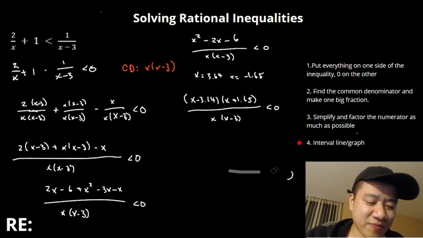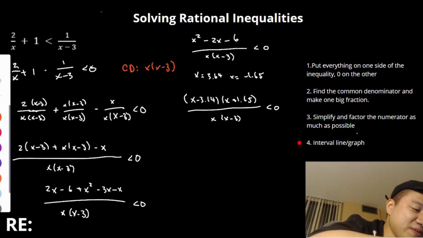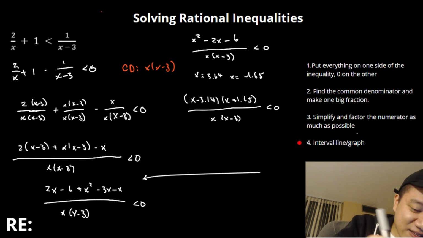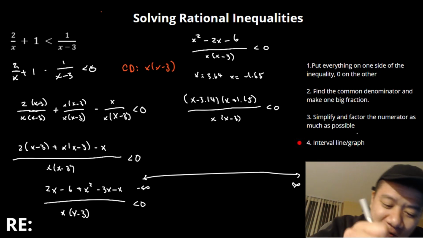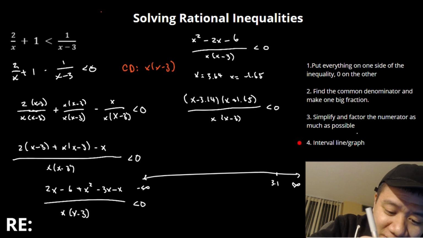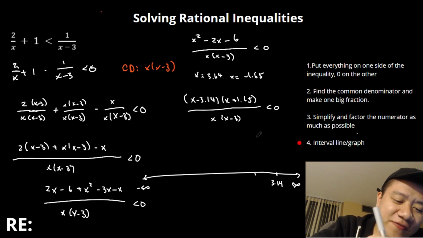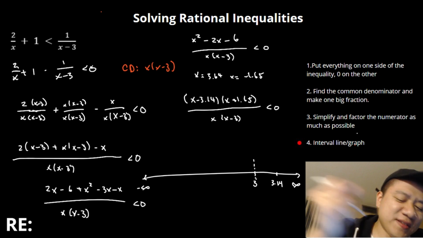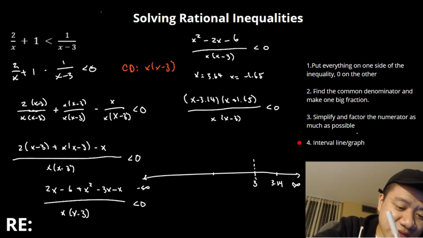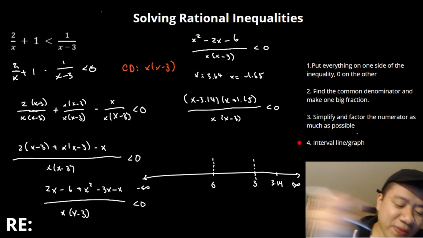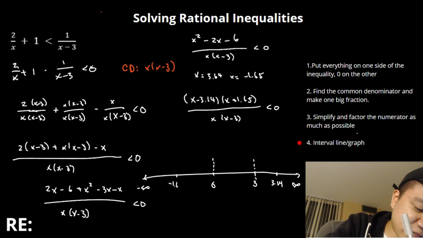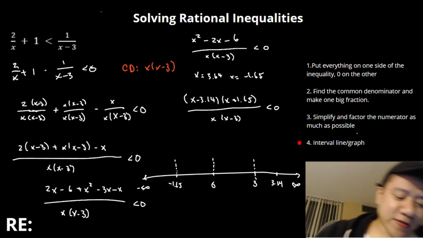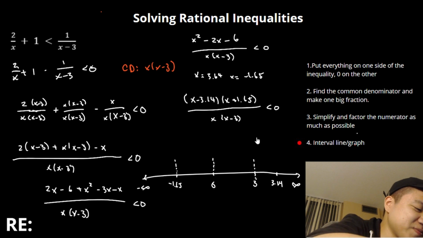Okay, I'm going to draw this bigger, I need more room. Infinity. So we have 3.64 over here, and then we have 3, which is our vertical asymptote. We have 0, which is also another vertical asymptote. And then we have negative 1.65. Sweet. Oh wait, no, that's not a vertical asymptote. We don't have to do anything there.